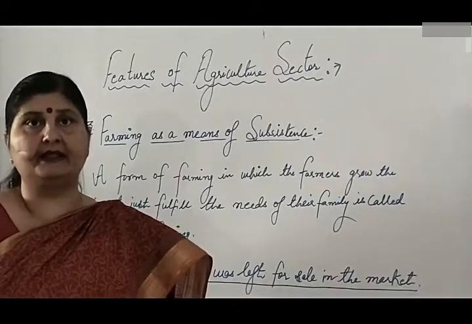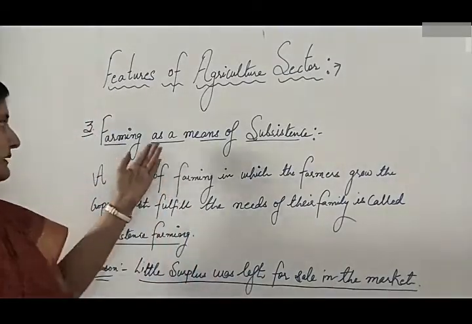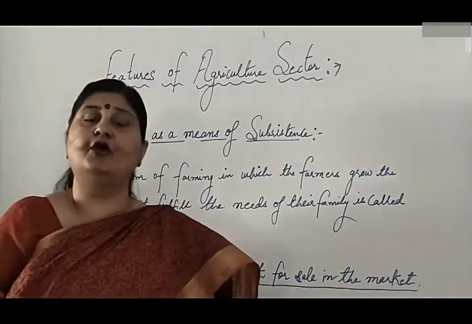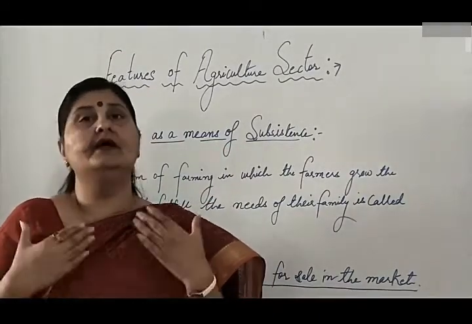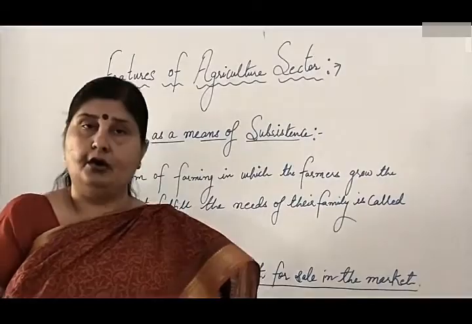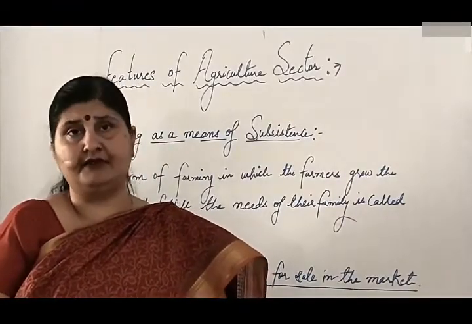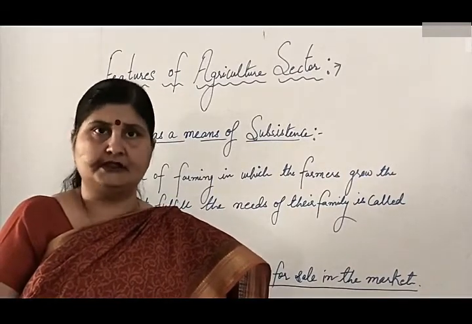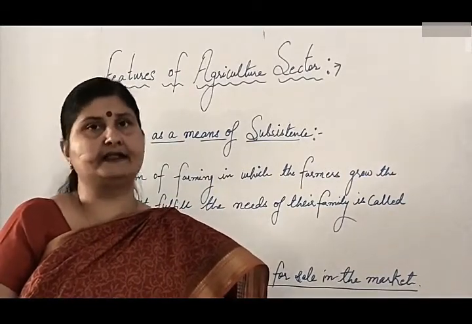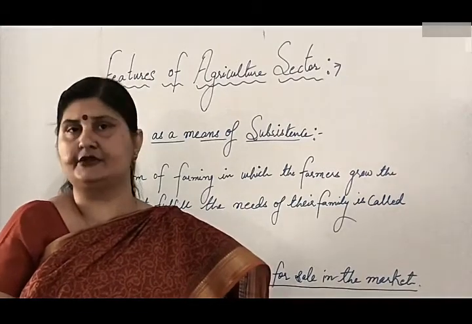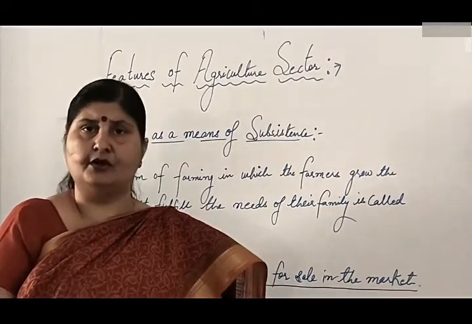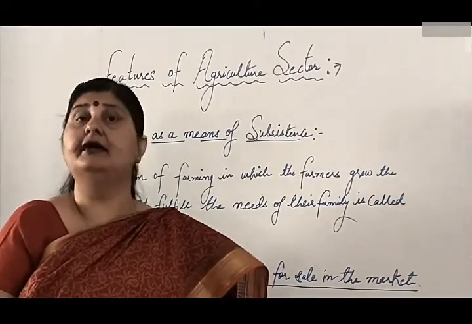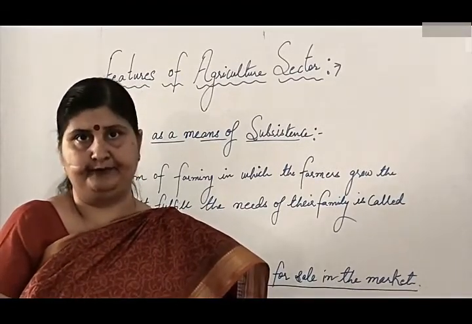The third heading of the topic is farming as a means of subsistence. Subsistence means for self-survival, for self-consumption. On the eve of independence, most of the farmers were carrying on the process of farming and cultivating crops only to fulfill the needs of their families. It was only a means of survival for them at that time.